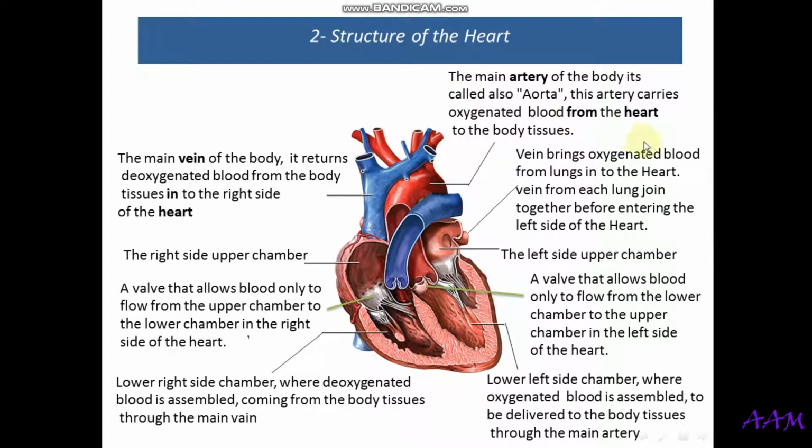Now we come to the structure of the heart. First we start from here. The main artery. We have two main things: the main artery and the main vein. The main artery, do you see this red thick artery here? This is the main artery.